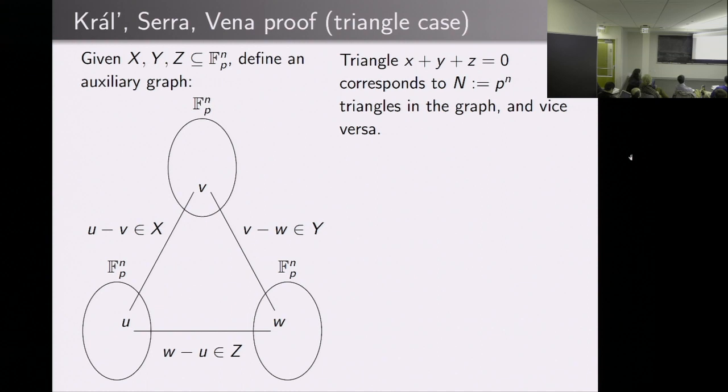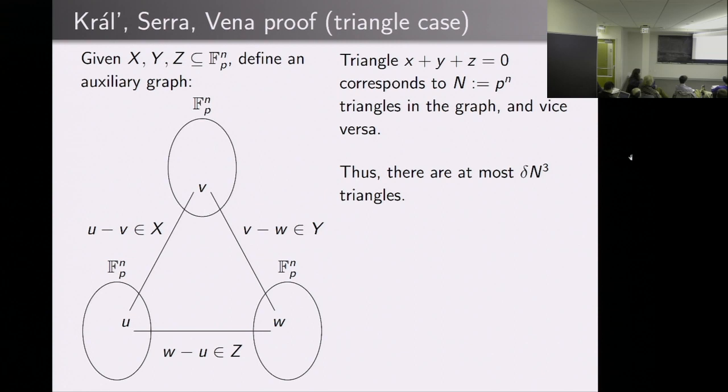You can choose this point arbitrarily, and then it's all fixed. Okay. So any triangle corresponds to big N triangles in the graph. And conversely, if you have a triangle in the graph, then it comes from such a triangle in X, Y, and Z.